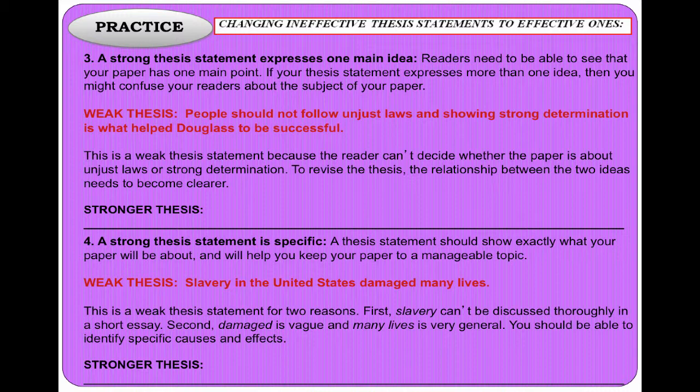4. A strong thesis statement is specific. A thesis statement should show exactly what your paper will be about and will help you keep your paper to a manageable topic. Weak thesis: Slavery in the United States damaged many lives. This is a weak thesis statement for two reasons. First, slavery can't be discussed thoroughly in a short essay. Second, damaged is vague and many lives is very general. You should be able to identify specific causes and effects.